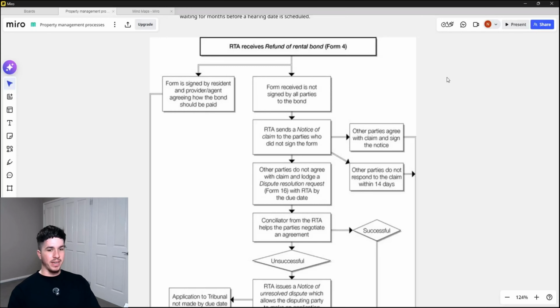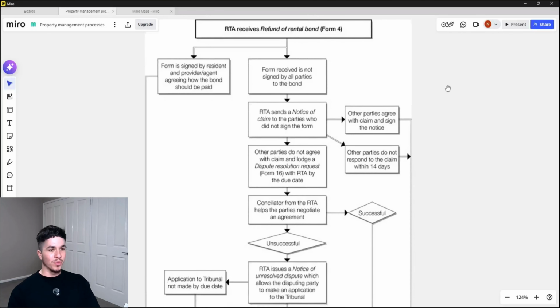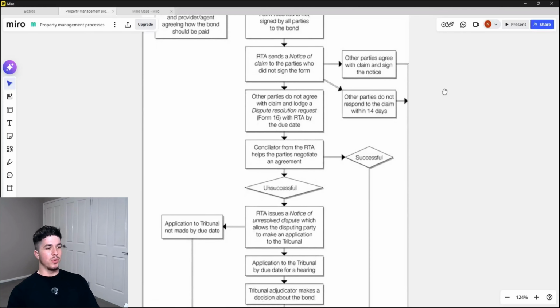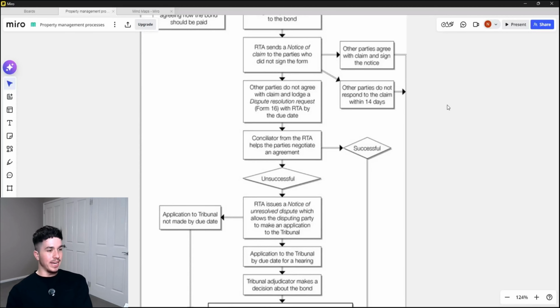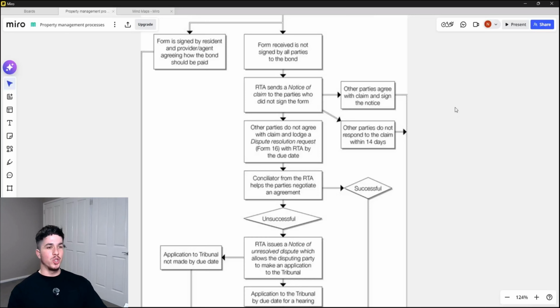So if the tenant vacated, for example, the 1st of June, you're probably not even going to get to a mediation call with a conciliator from the RTA until late June, which means any funds you were looking at getting to cover the costs of, for example, a clean or rental arrears, you're going to be waiting and waiting and waiting.